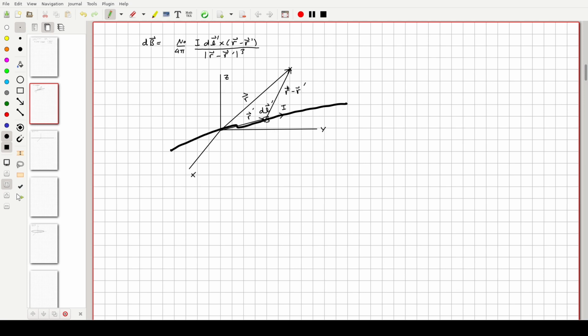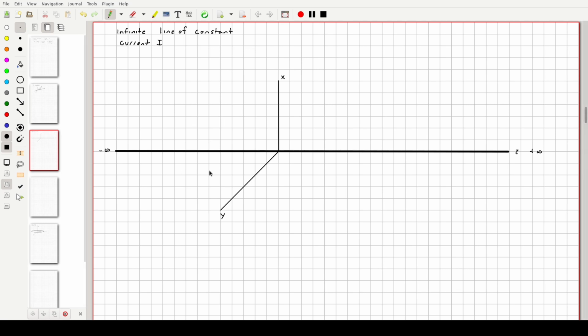So, knowing this, let's do an example. This is an infinite line of constant current. We'll say it moves from left to right along the z-axis. So this is the direction of I, and this is also the direction of the dl vector, just for reference.